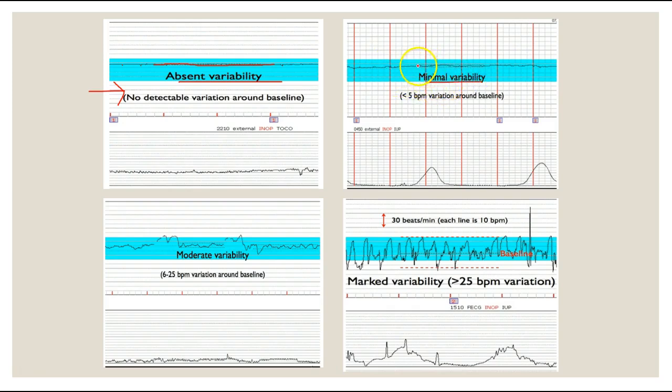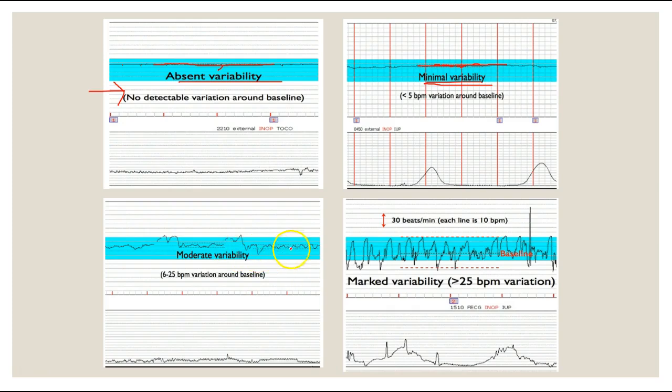This one has minimal variability. So our baseline is around here, and my little marker here is kind of thick. But if you look at that, the fetal heart rate climbs a little above and below the baseline, which tells you there's some minimal variability. It's less than 5 beats from where I drew my line above or below. So it's kind of difficult to see, but not as bad as this one.